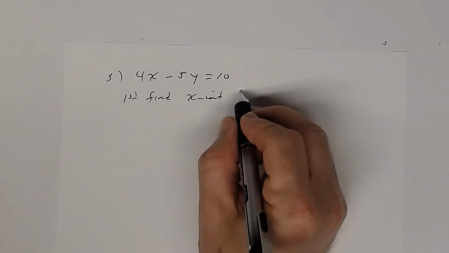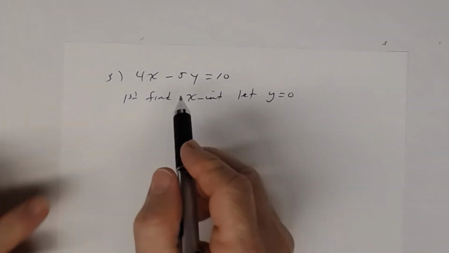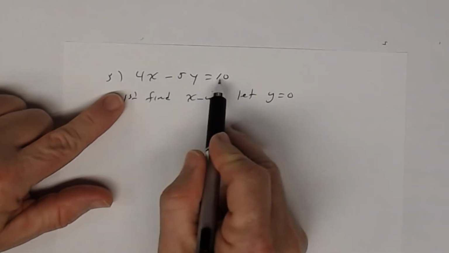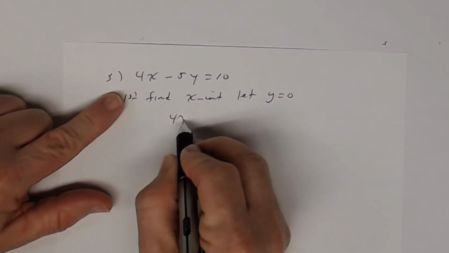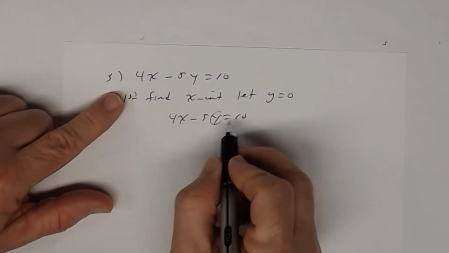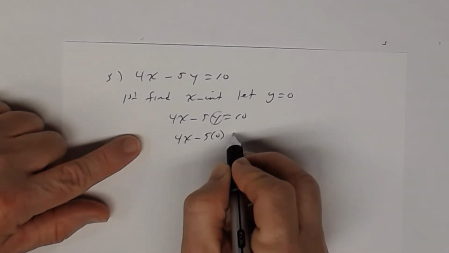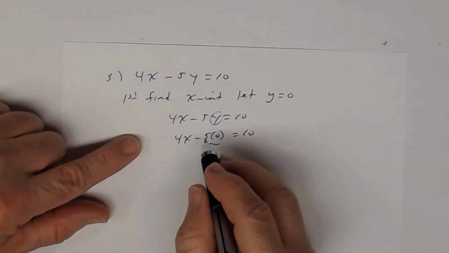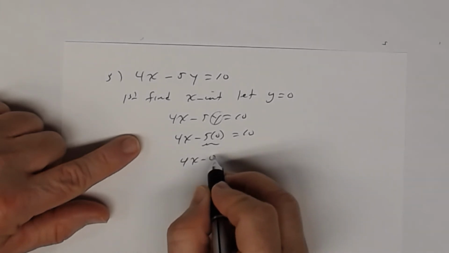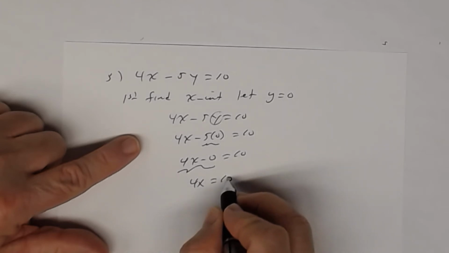So to find the x-intercept, you're going to let y equal 0. All right, so what does that mean? Well, that means I go to my equation, 4x minus 5y equal 10, and wherever I see the variable y, I substitute 0. So you get 4x minus 5 times 0 equal 10. 5 times 0 is 0, right? So 4x minus 0 equal 10. 4x minus 0 is 4x, so 4x equal 10.